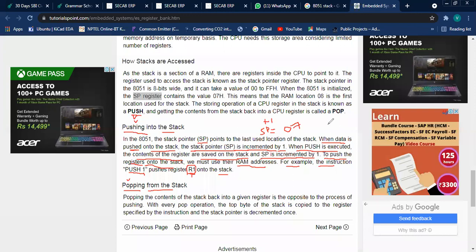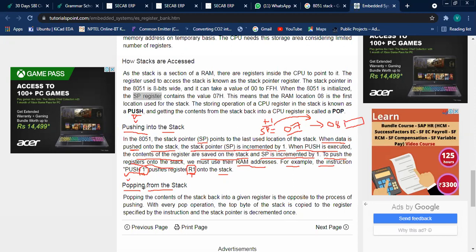Where? Into 08. Why is it storing into 08? Because whenever a push instruction is executed, first the SP will be incremented by 1, from 07 to 08. Then wherever the SP is pointing, now it is pointing to 08, into that location, the value inside the 01 address will be stored. 01 is not a value, it is an address. So whatever is inside the 01 address will be stored at the 08 address.